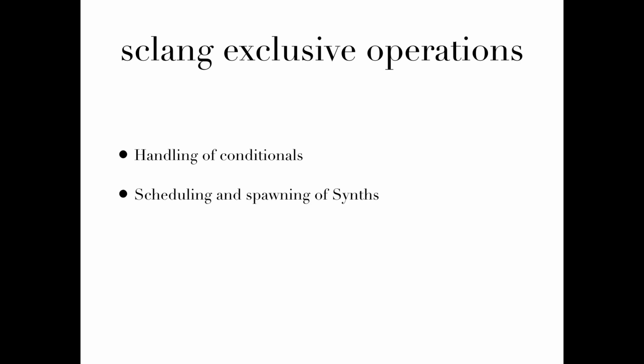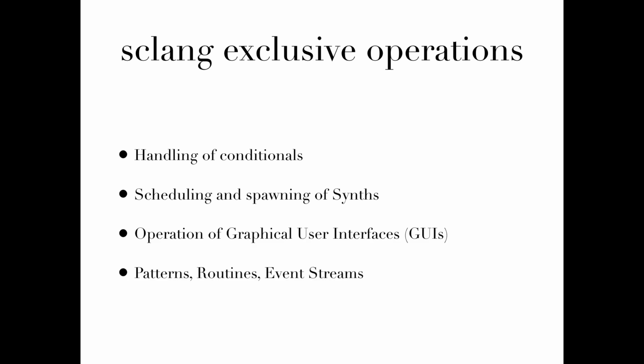Now that we know how to get the server to talk to the client, what does that enable us to do? If you recall from the first part of the client versus server-side programming series, I mentioned that there are certain kinds of operations that the SuperCollider client can accomplish but the server cannot. These include, but are not limited to, the handling of true conditional statements, the scheduling and spawning of synths, the operation of graphical user interfaces, and the execution of patterns, routines, and event streams.